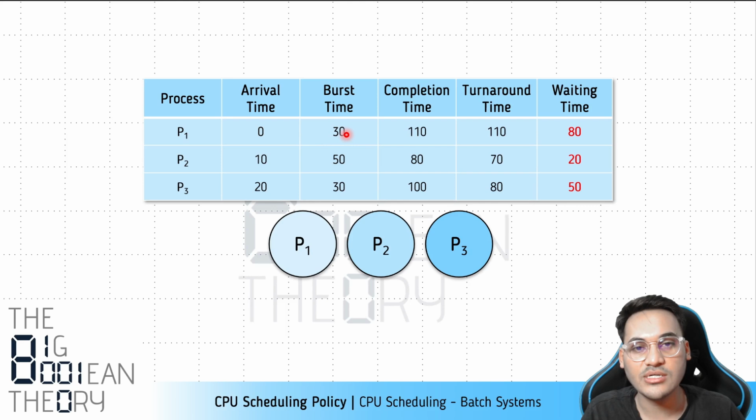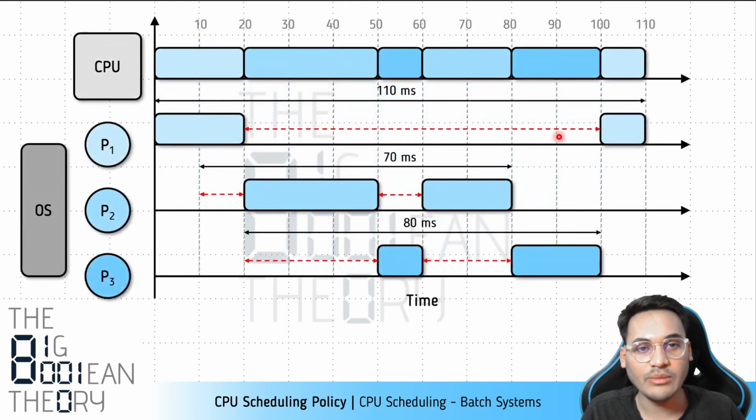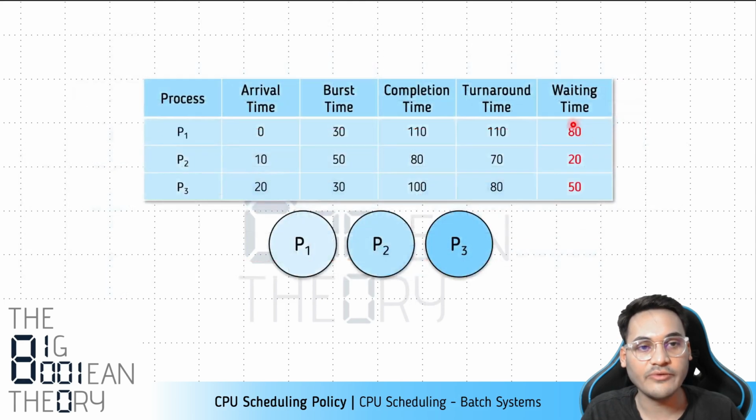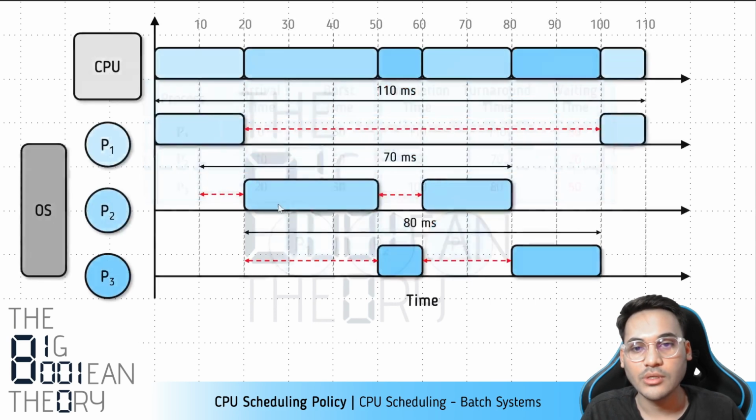We can see 30 is the burst time, and this remaining 80 milliseconds in between is the waiting time. We can see the waiting time for process P1 is 80. Let's come back to process P2. The arrival time is 10, the finishing time or the end time is 80.